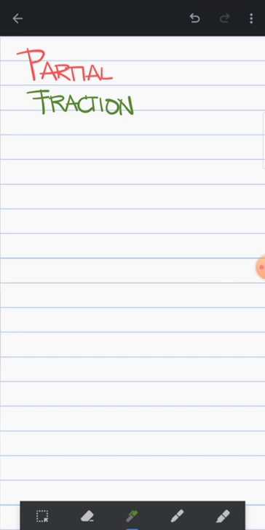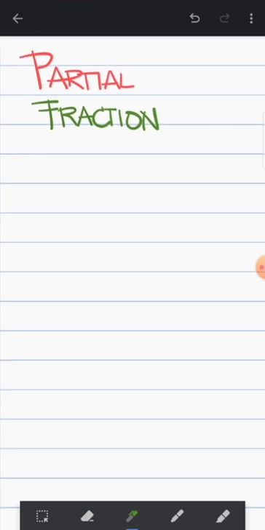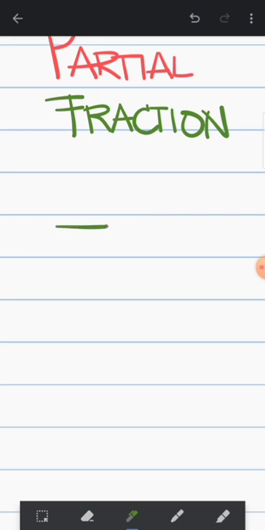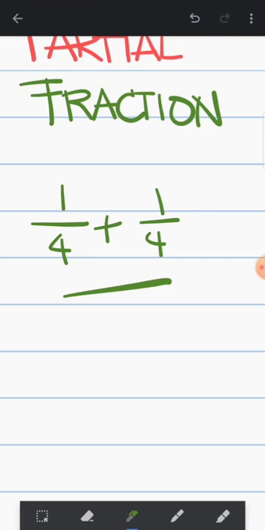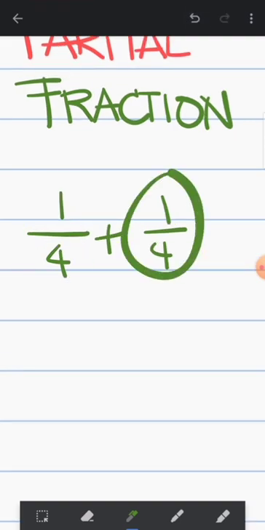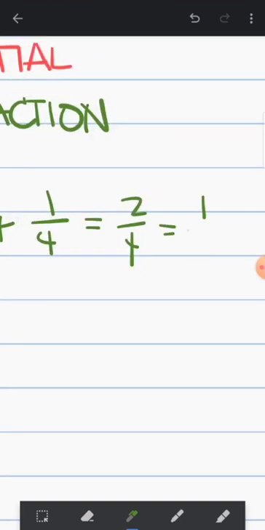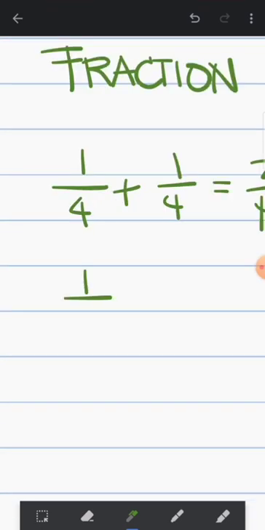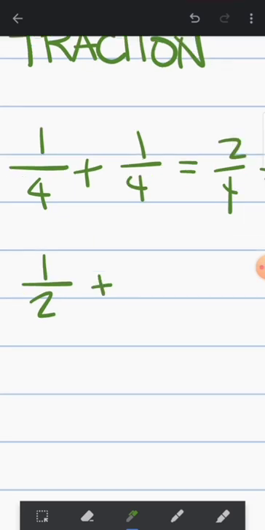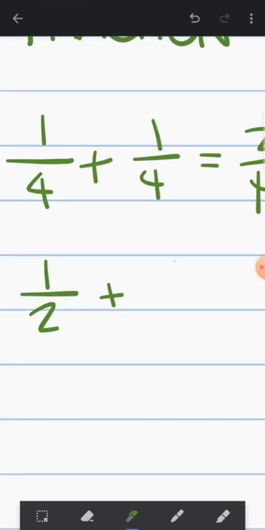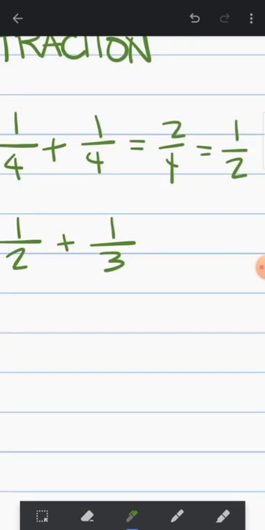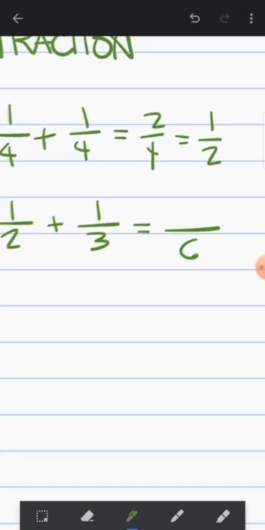And before, we learned that to add fractions, in order to combine them, we need to have the same denominators. So if we have 1/4 plus 1/4, since 4 and 4, these two fractions have the same denominators, it's easy to add. We can get 2 over 4 or 1/2. That's how fractions work. Or if they have different denominators, like 1/2 and 1/3, our goal is to find this common denominator.